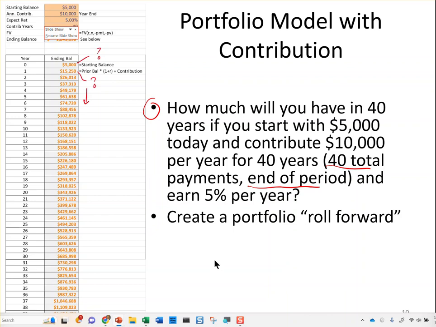This is, by the way, just a simple idea of a portfolio roll forward. So let's talk about the next type of problem.